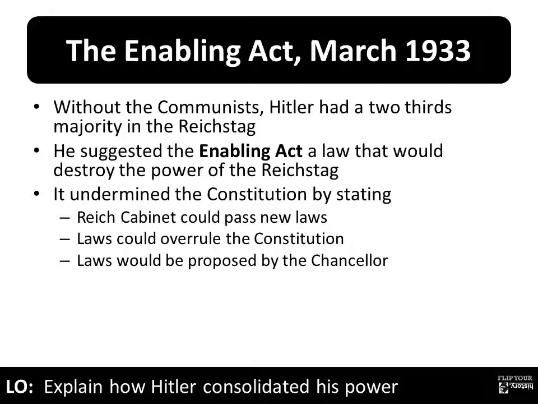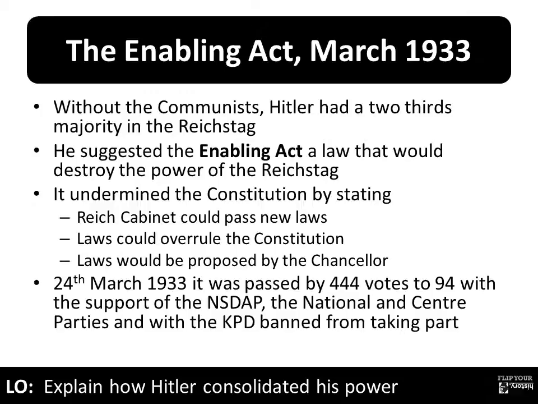proposed by the Chancellor. Now normally, to change the Constitution, you need 3/4 or 2/3 of the votes in the Reichstag. But this would mean that Hitler could effectively change the constitution without that level of support. On the 24th of March 1933, it was passed by 444 votes to 94, with the support of the Nazis, the National and Centre parties, and with the Communist Party banned from taking part. But even with this support, it still relied heavily on intimidation and threats from the Nazi SA and stormtroopers.